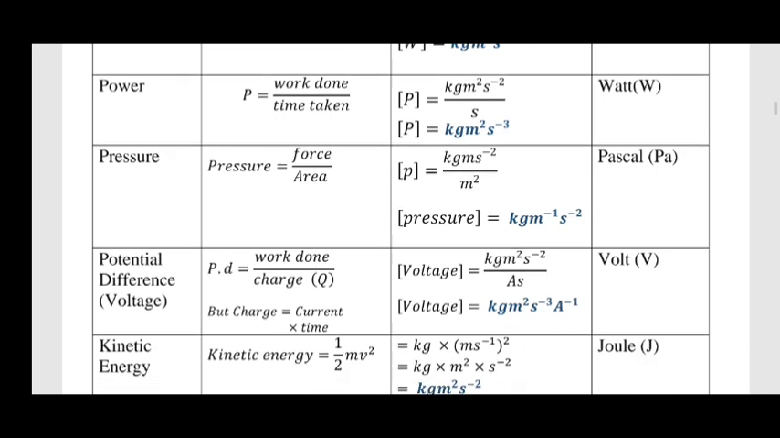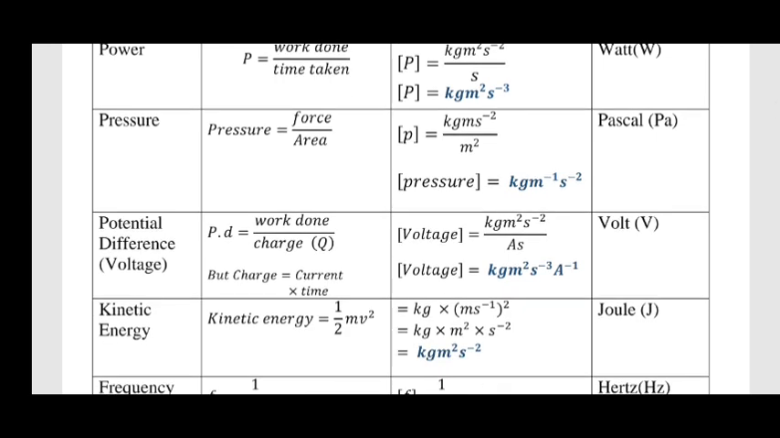For voltage, this is a very, very important one. The formula relating voltage and work done is voltage is equals to work done over charge, right? But charge is equals to current times time. The units for work done, we've already derived them. Since voltage is the work done per unit charge, if we derive the units for work done over the units for charge, we end up with the units for voltage, and the special name is known as the volt.